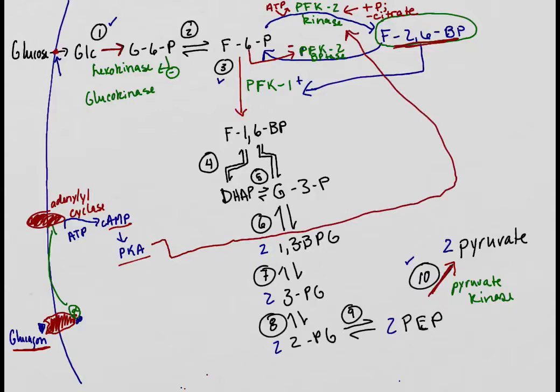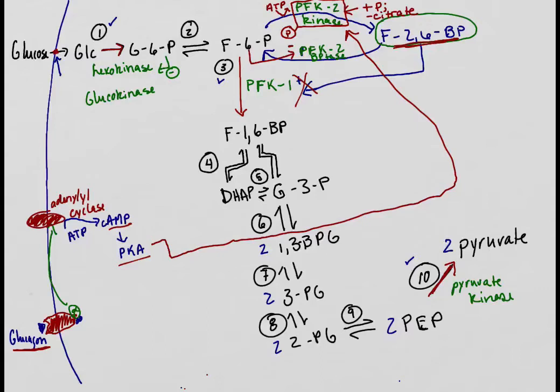Protein kinase A will phosphorylate PFK2 kinase. So this is covalent modification. So we'll see the phosphorylation of that, and that will inhibit the kinase, activate the phosphatase, and we'll see that the concentrations of fructose 2,6-bisphosphate will go down. PFK1 will no longer be upregulated, and glycolysis will slow.